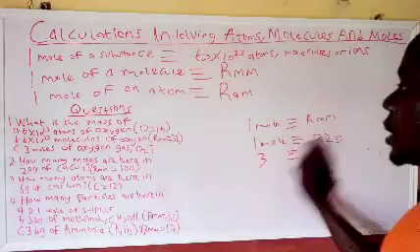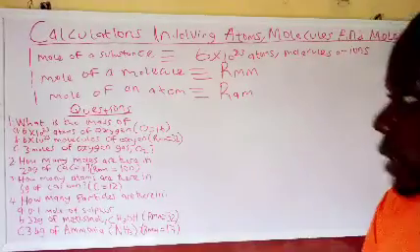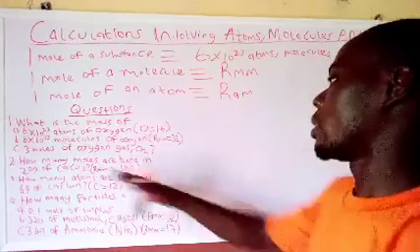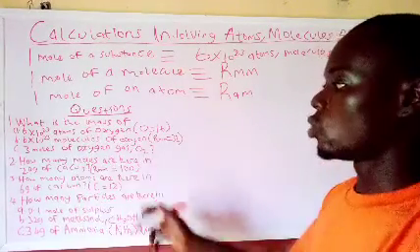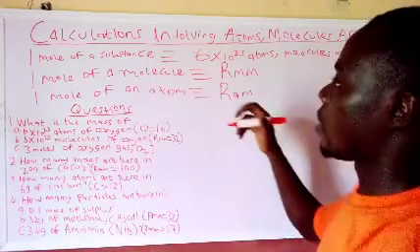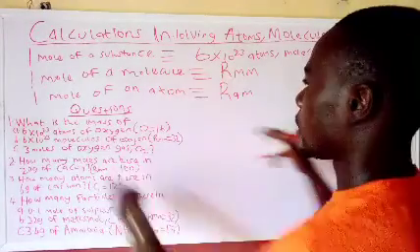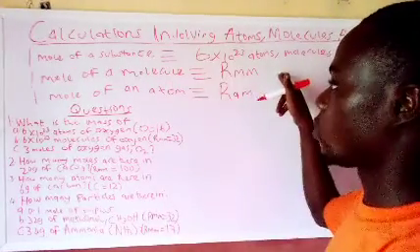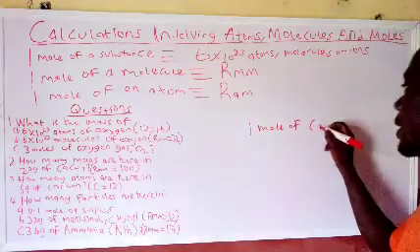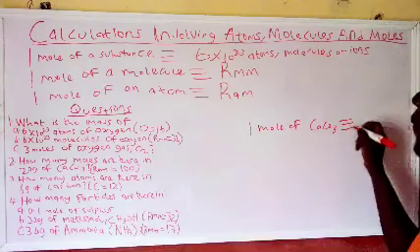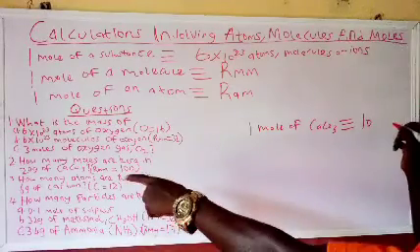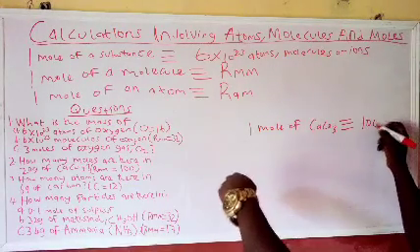So let's move to the next question. The next question says, how many moles are there in 20 gram of CaCO3? You are dealing with a molecule, CaCO3. Now go back to the substance. You are dealing with moles now. 1 mole of a molecule is equivalent to the relative molecular mass. So 1 mole of CaCO3 is equivalent to, what's the relative molecular mass? That's 100 gram. Are you getting it?